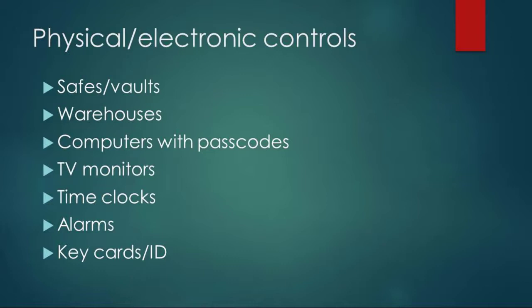Physical electronic controls. If the company has cash, petty cash, put it in a safe, put it in a vault, lock the vault, don't leave it hanging open. Lock your warehouses, have passwords and passcodes on your computers, have TV monitors at doors. For employees who are paid hourly, have time clocks or a way to clock in, alarms to prevent theft, key cards, ID cards, etc.